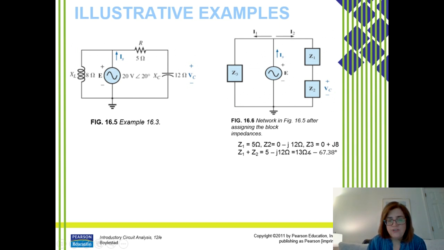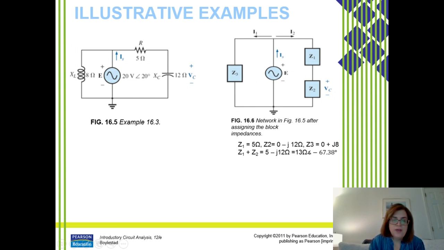So if we sum Z1 and Z2, we get 5 minus 12J. That would be the impedance of this entire branch. Remember, impedances that are in series, we add them to find the total impedance of that branch. And if we convert that to polar form, that's 13 at an angle of negative 67.38.